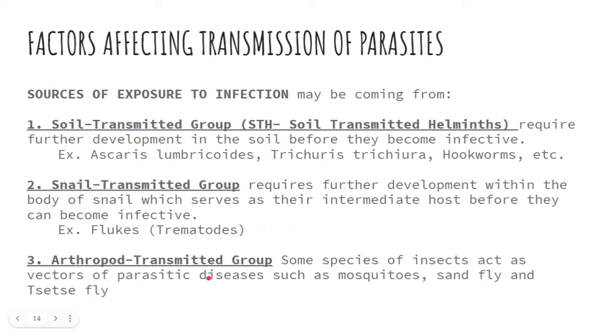Third is your arthropod transmitted group. Some species of insects act as a vector of parasitic diseases such as mosquitoes, sandfly, and tsetse-fly. Ayan, mga narinig nyo na yan sa CPH, yung sandfly tsaka tsetse-fly na yan. Those are arthropod transmitted groups. These are parasites po na requires insects. Yun yung arthropods kasi mga insects yan, class. A good example of the vectors na arthropod is yung mosquitoes nyo, sandfly, and tsetsefly. Mga vectors po yan. At yung mga kinikerry nilang disease or parasites are under the arthropod transmitted group.